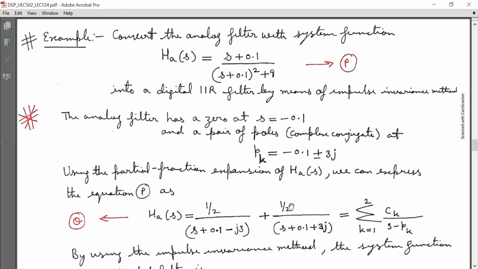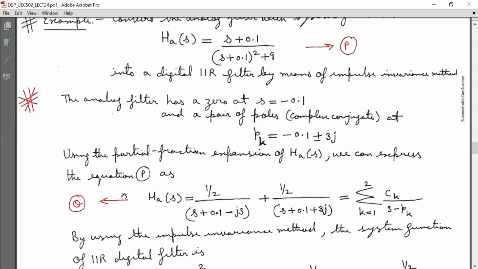So using the partial fraction expansion of H(s), we can express equation P as H(s) equal to (1/2) divided by (s plus 0.1 minus 3j) plus (1/2) divided by (s plus 0.1 plus 3j). In the summation form, it is equal to summation k running from 1 to 2, ck divided by s minus pk. Now from this expansion, I can check what the different values of ck are, that is, what C1 and C2 are, and what the value of pk is.